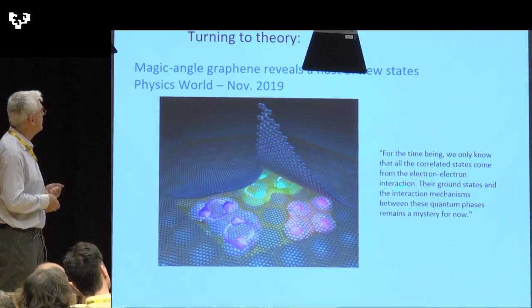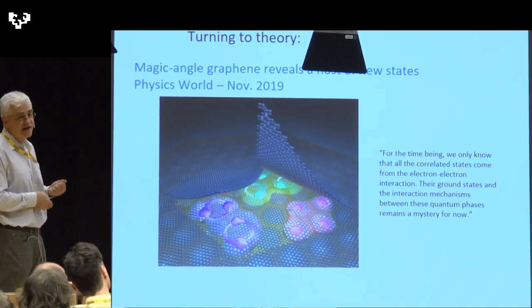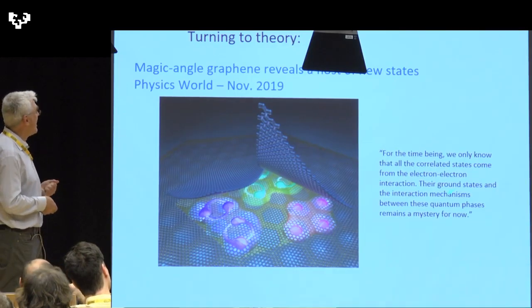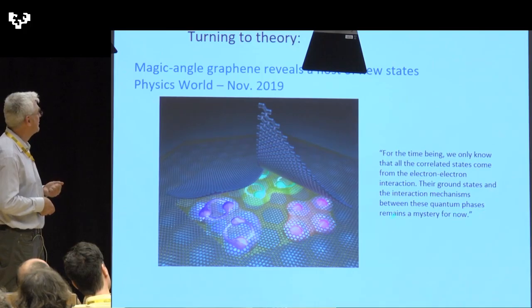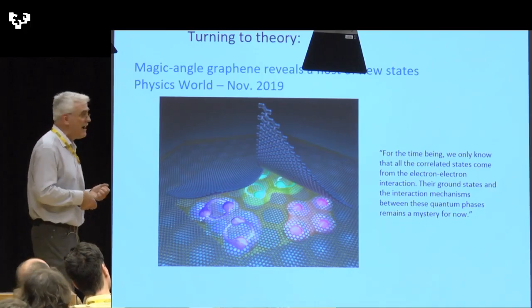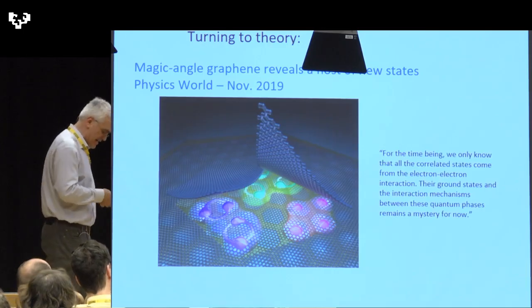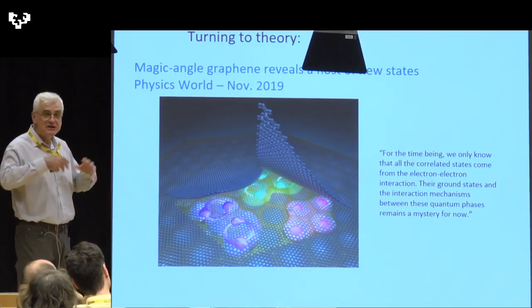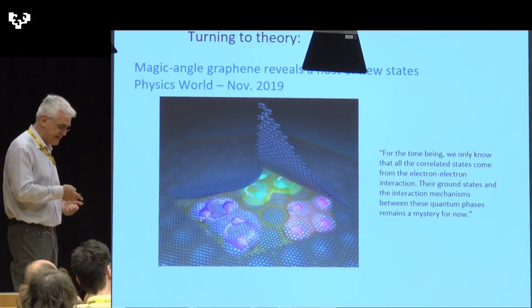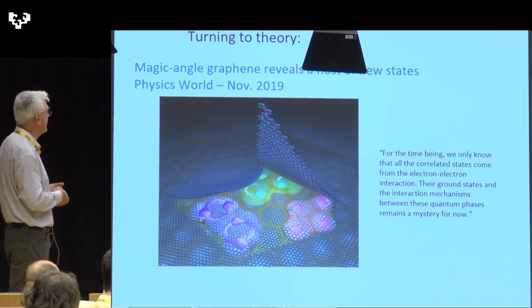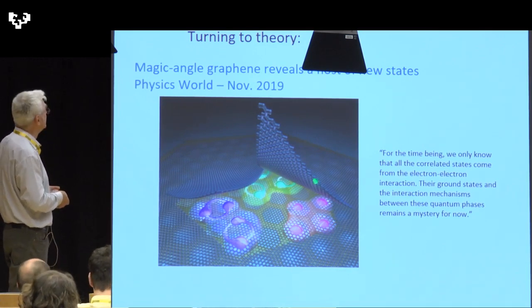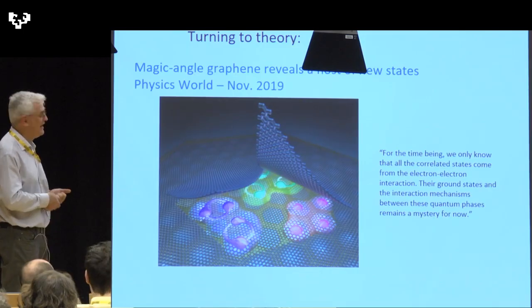For the time being, we only know that all the correlated states come from electron-electron interaction. That doesn't tell you much. And their ground states and their interaction mechanisms between these quantum phases remain a mystery. Moreover, I'm going to even challenge this later on. Okay, so very little is known because the system is so complicated and it's quite messy to extract a simple picture based on the atomistic. So nevertheless, the graphic is quite nice.